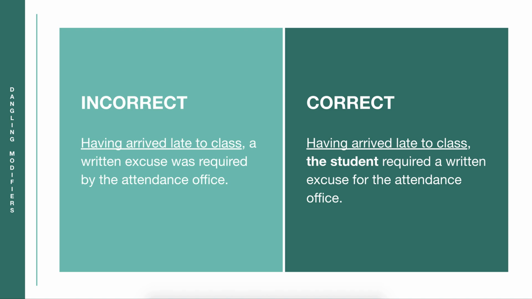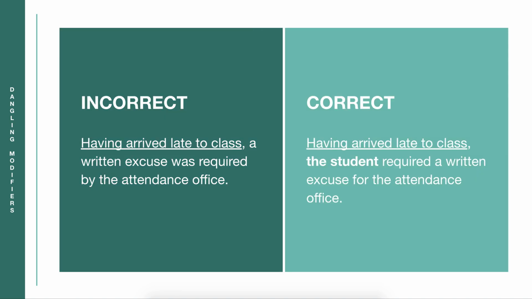So here's the corrected version. Having arrived late to class, the student required a written excuse from the attendance office. Now, in this sentence, we have someone, the student, that is being described. The student is the one who is arriving late to class. If we look at our incorrect sentence, we say having arrived late to class, but we don't say who arrived late to class. We don't say who was the person who was a little bit tardy. And because of that, we have a dangling modifier. Our modifier isn't attached to anything in the sentence.